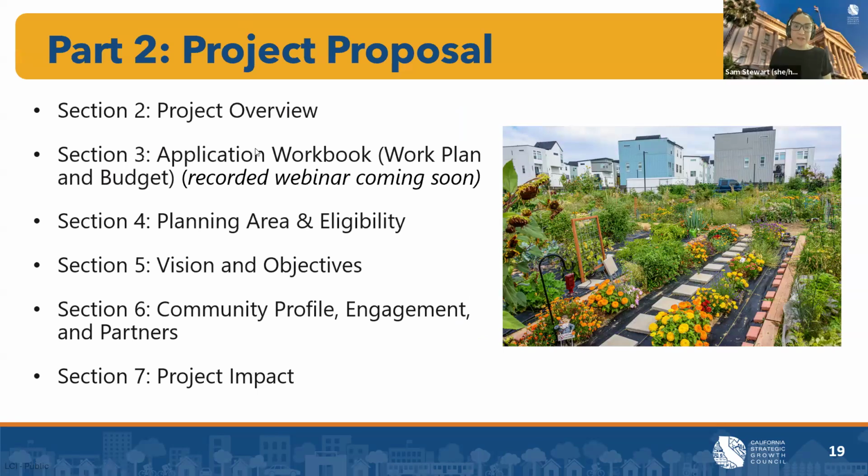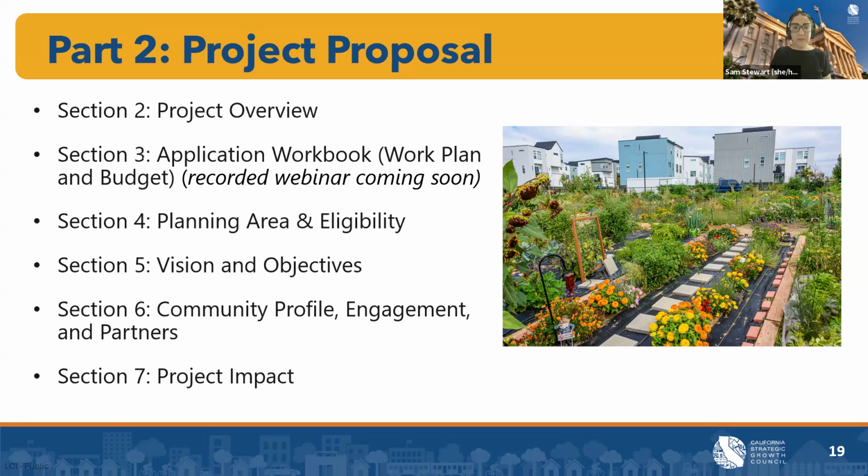Next, part 2, project proposal. Part 2, the project proposal, contains 6 sections and is the longest part of the application. We will spend a moment on this slide reviewing each of the 6 sections and will then provide additional detail about a few key sections. In Section 2, Project Overview, you'll be able to share a high-level overview of your project and answer questions about your partners and the benefits you hope your project will bring to your community, such as resilience to climate impacts or reducing greenhouse gas emissions.